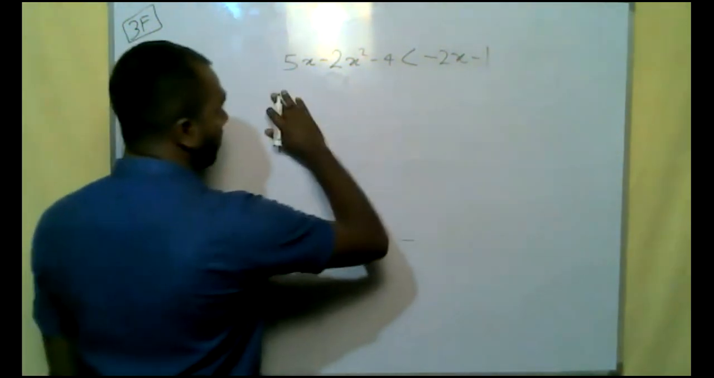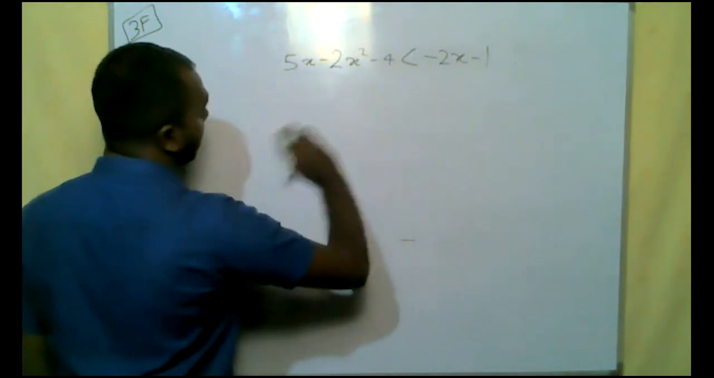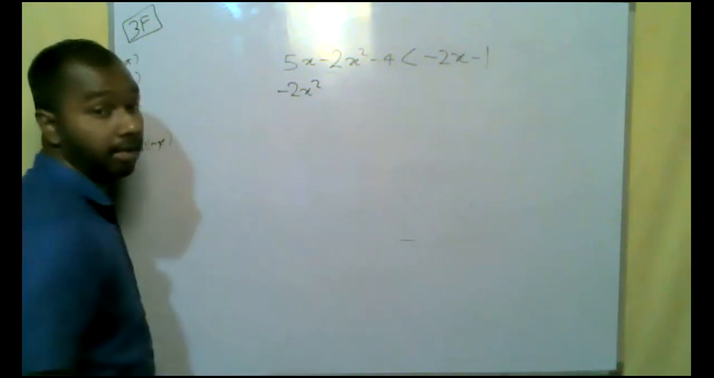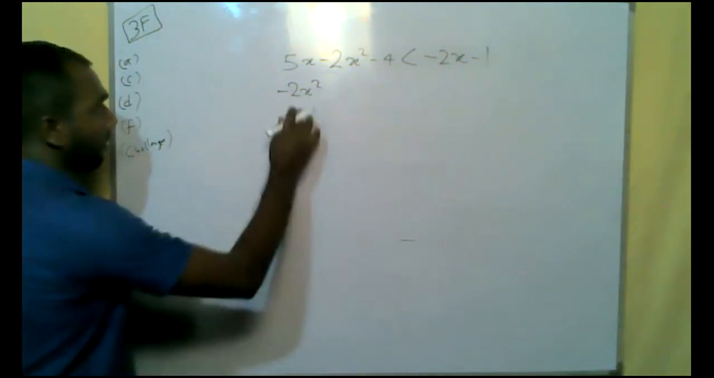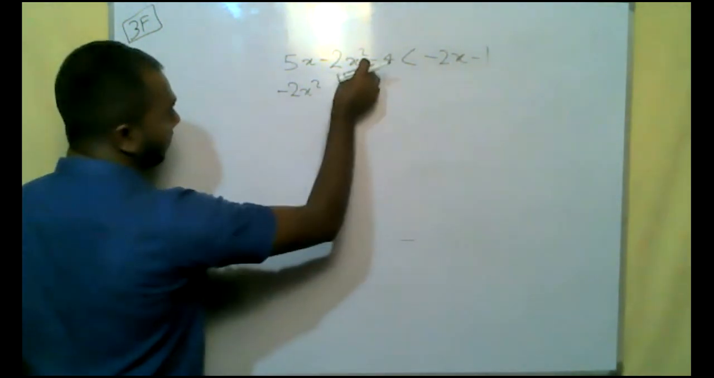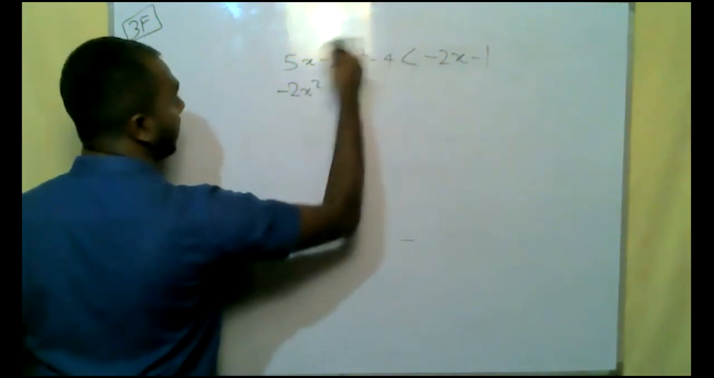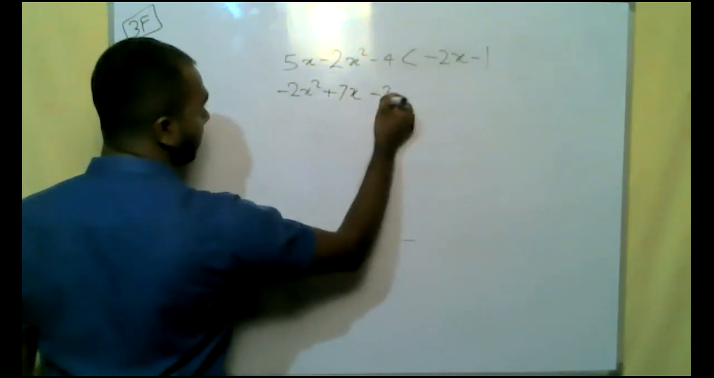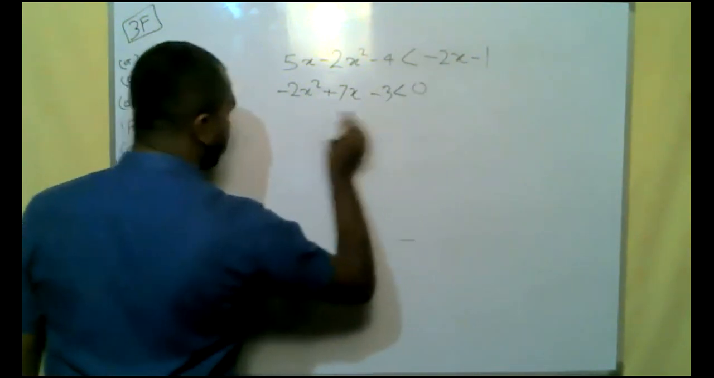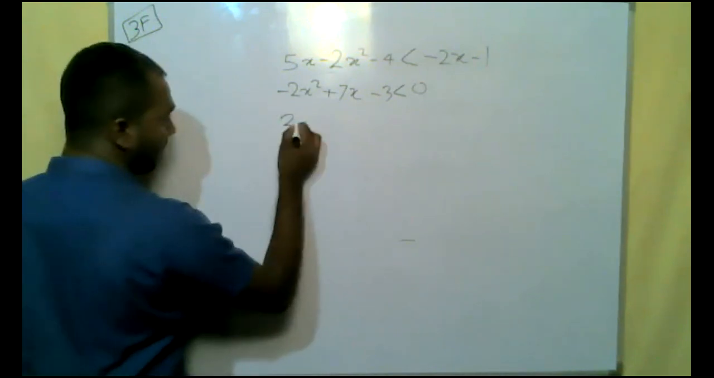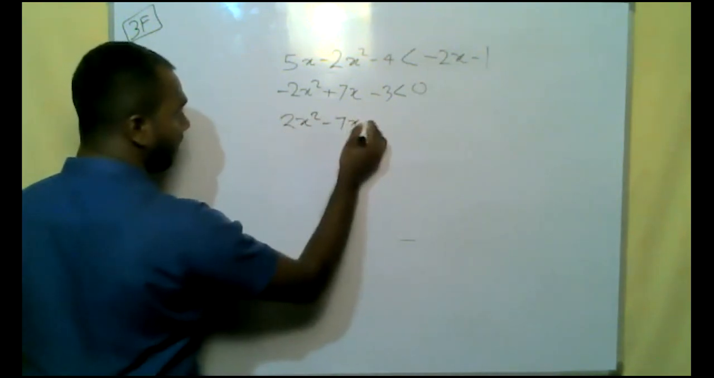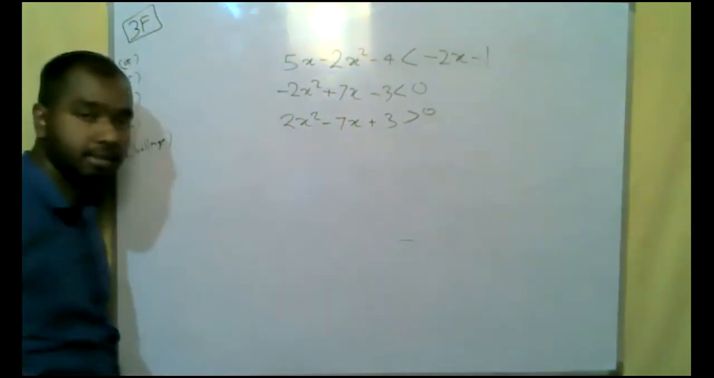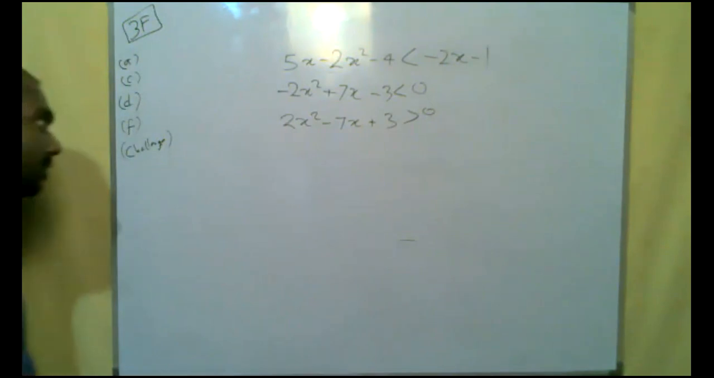When we take everything to the left side, what is coming? Minus 2x to the power 2. I am writing the principal term in front, the term which has the highest power. And when we take that, this becomes 7x minus 3. And we can multiply by minus 1. So we get plus 2x squared minus 7x plus 3 is greater than 0. The sign changes, the side changes.